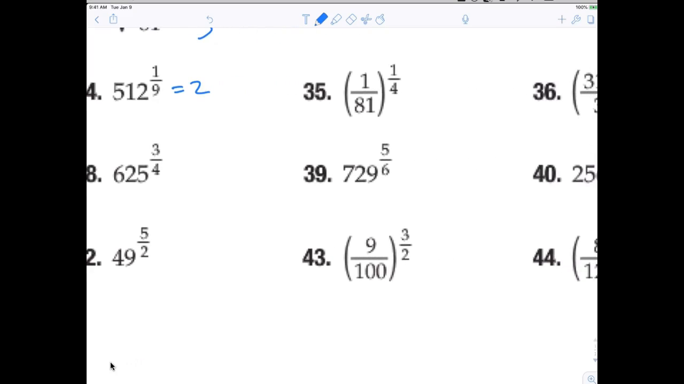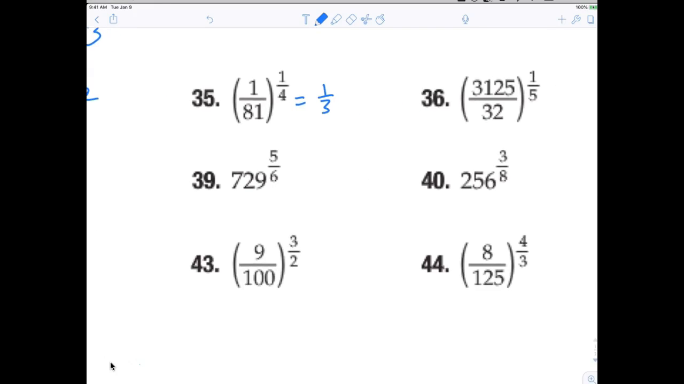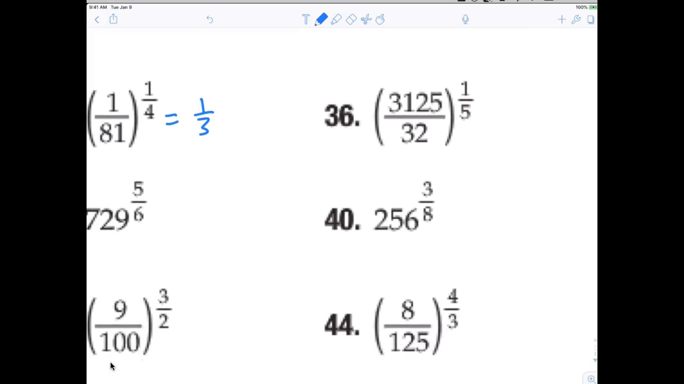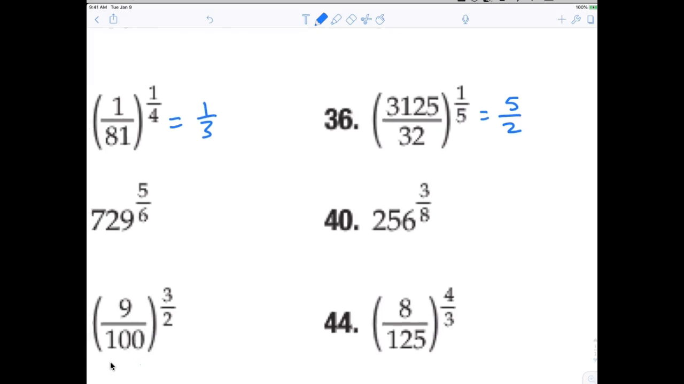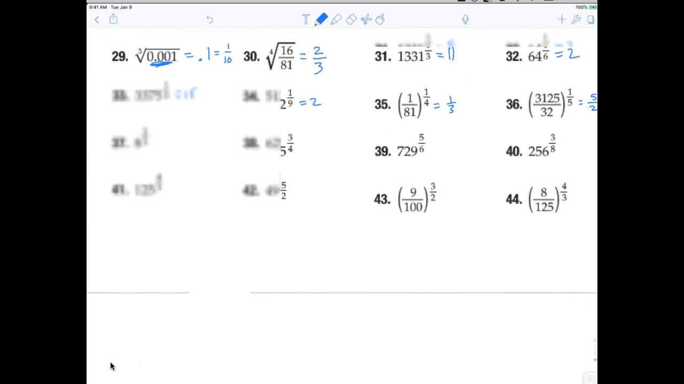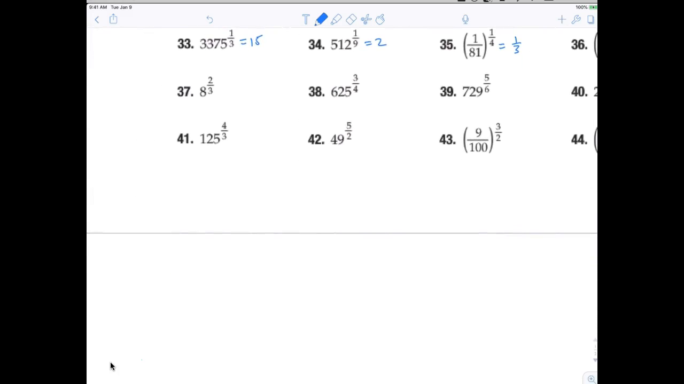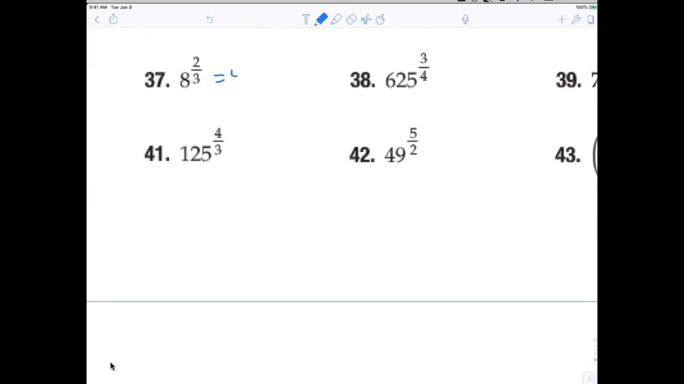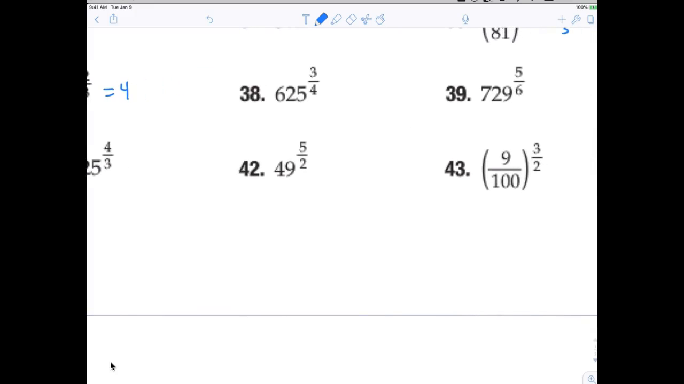I got one. We're going right in order. I got 1/3. Cole, 36. Thank you very much. That was a good one. 5/2. All right. Any questions? All right, Will, 37. 37. Good. Hanson, why don't you just tell me what 38 is?